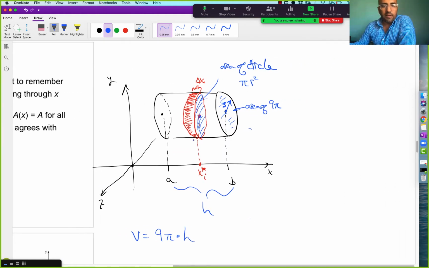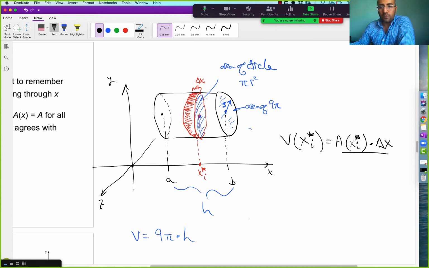okay, so I'm going to get a coin, and that coin is going to have a certain area, for this blue part here. So it's going to be some area that's a function of x sub i star, and then we're going to multiply that times its width, which is this dx. Good. And then we want to add up all of those. So this would end up being the volume of this particular coin. Volume as a function of x sub i star is equal to this.